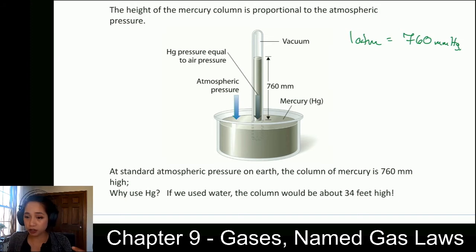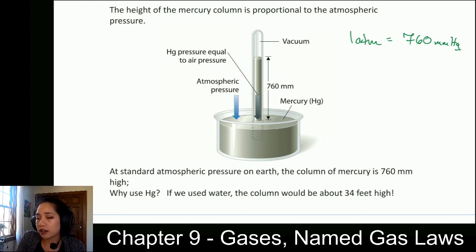When you put this instrument in the atmosphere, or just on the bench top, the atmosphere is going to push down on the pool of mercury and then push up on the tube, or the inner column of mercury here. So the weight of this inner tube of mercury is equal to that of the atmospheric pressure being exerted on the outside.